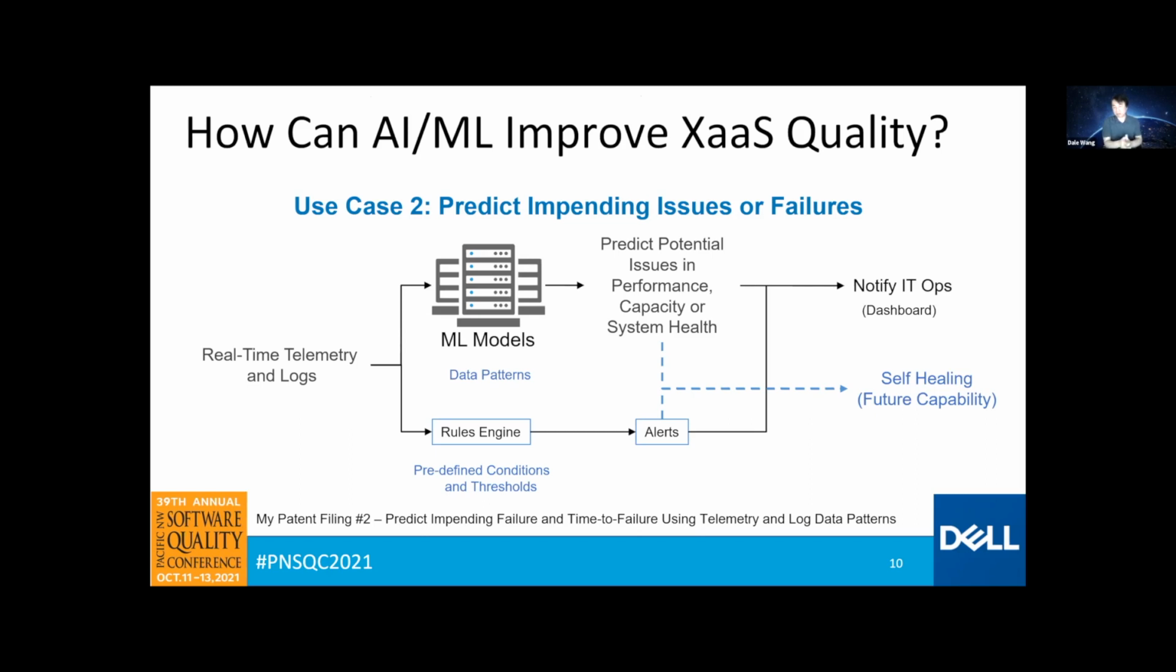And I have another patent here, which is to predict impending failures. Look at log data patterns and make a prediction about whether a particular type of failure will happen. But in addition to that, give you a time to failure. Is it going to happen in an hour, in a day? That is also very important, right? Because the more lead time you have, the better you're able to address and mitigate some of those problems.